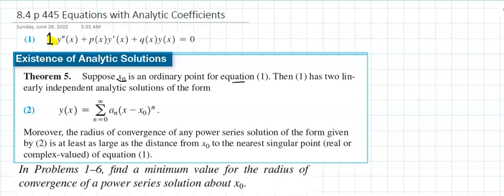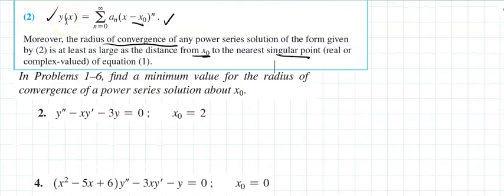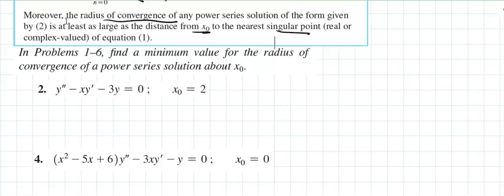Then one has two linearly independent analytic solutions of the form y equals the series n equals 0 to infinity a sub n times (x minus x naught)^n, that point right there. Moreover, the radius of convergence, which is a crucial part of any power series of the form given in equation 2, is at least as large as the distance from this x naught to a singular point, real or complex. So the first set of problems, we want to figure out how big that radius is. Find the minimum value of the radius of convergence of the power series.